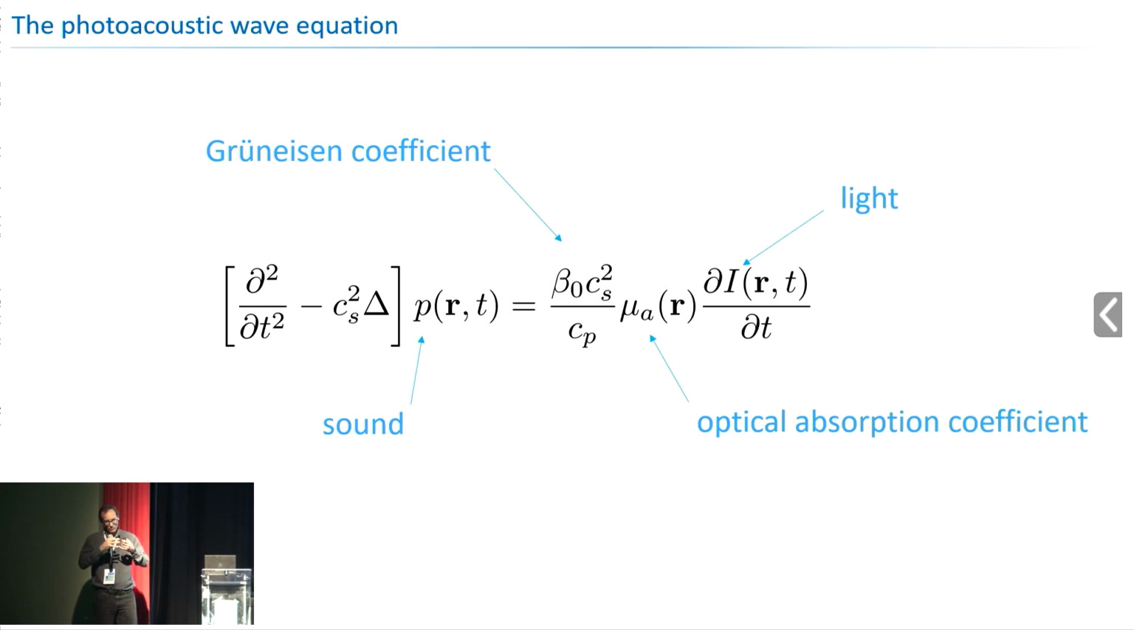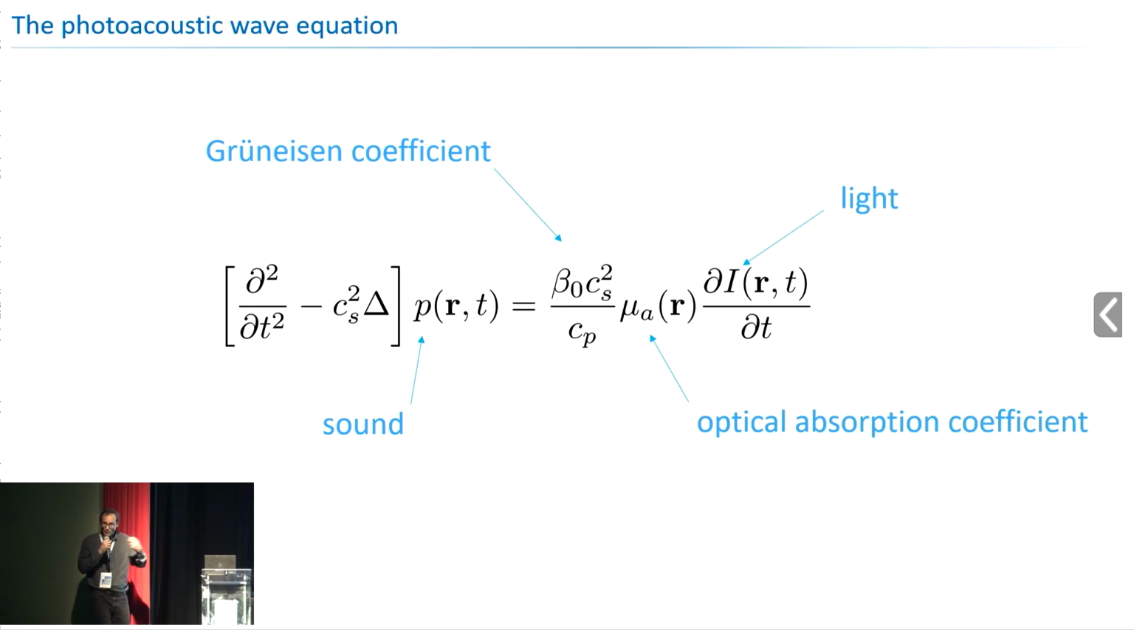This is going to create stress, and stress is what an acoustic wave is about. Pressure is a form of stress in liquids. It's isotropic stress, and then it's going to propagate. Okay, so you need absorption. This is something that belongs to the medium. This is what you want to image.